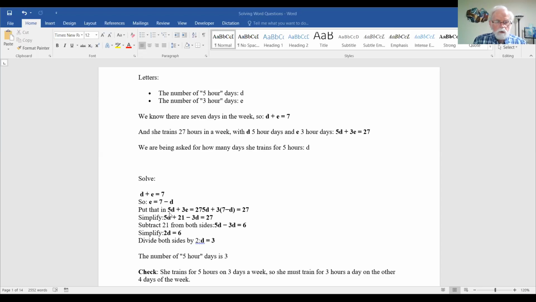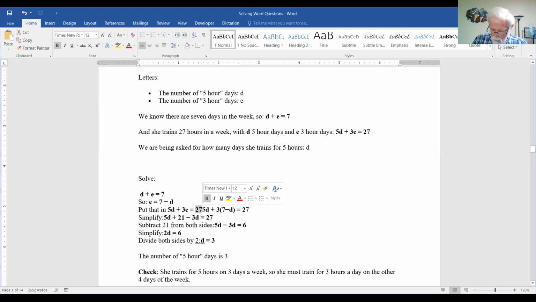5D plus 3E. Okay, this is a mistake. This 27 here is wrong. Let's just kill that right fast. I missed that when I was doing this. It is 5D plus 3 times 7 minus D equals 27. We know how to simplify this expression using PEMDAS.